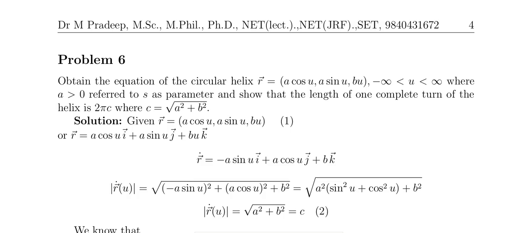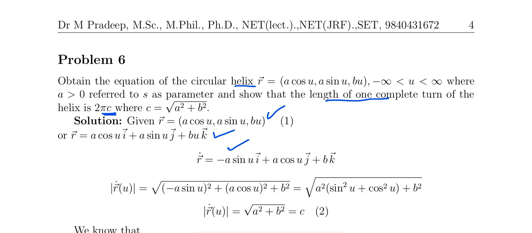And obtain the equation of the circular helix r vector equal to a cos u, a sin u, bu, where a is greater than 0, referred to s as the parameter, and the length of one complete turn of the helix is 2 pi c. Okay, 2 pi c, c என்றது root of a square plus b square. So r vector என்றத அவங்க கொடுத்திருக்காங்க. When you write in the vector form, this is the vector form. r dot என்றது நீங்க கண்டுபிடிக்கலாம்.